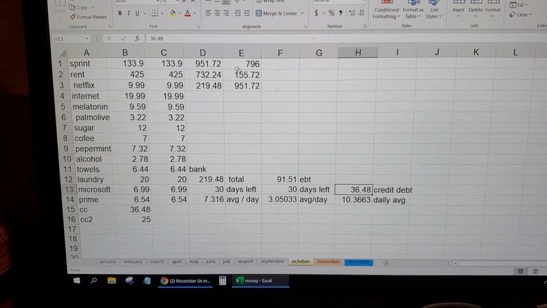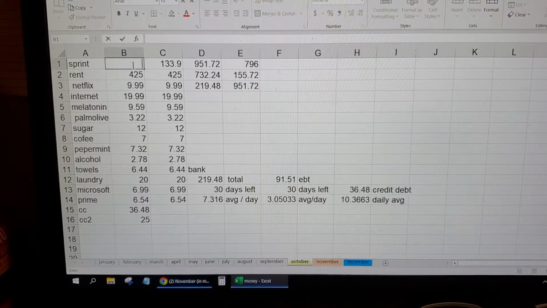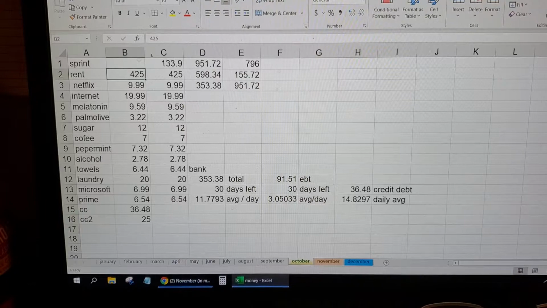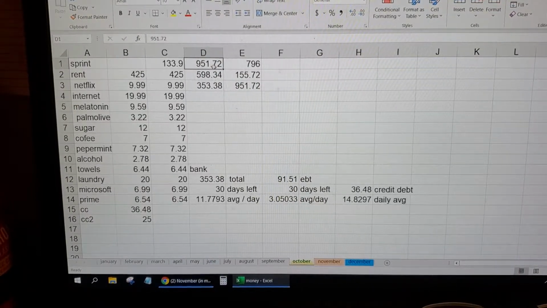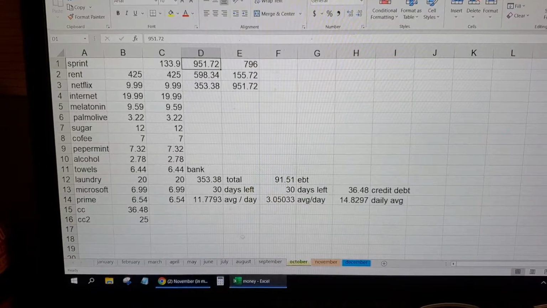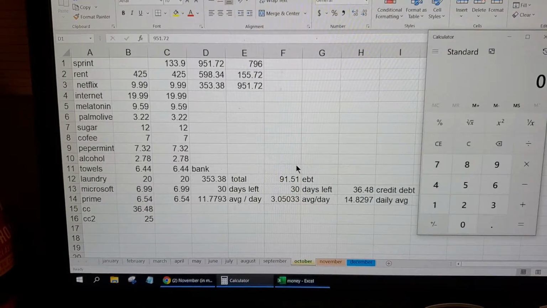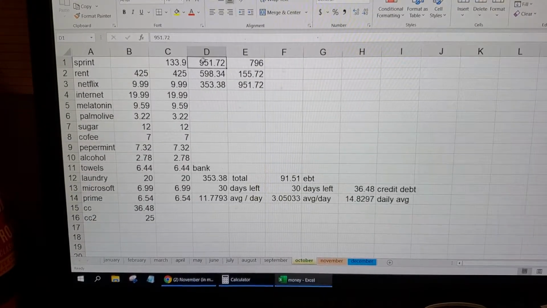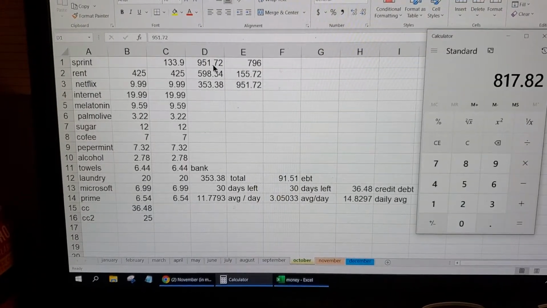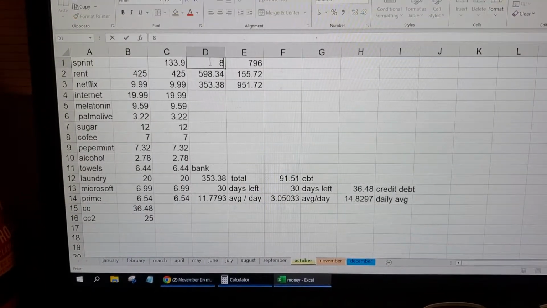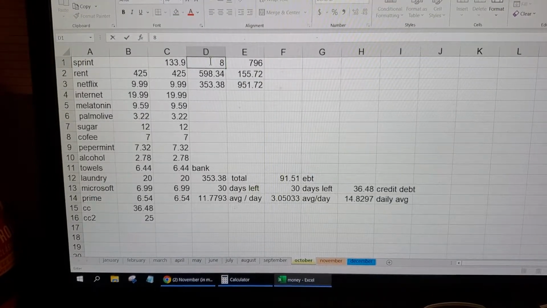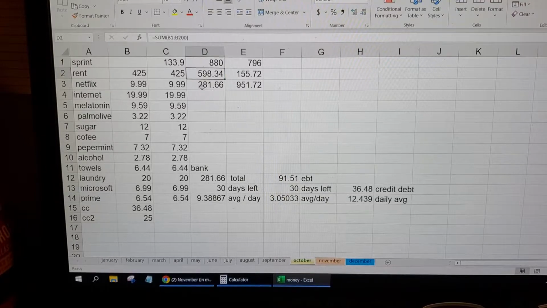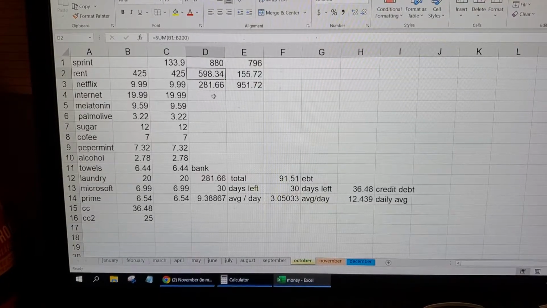And then as the days go on, you just remove the whatever. And then you put however much is in the bank. We'll say, let's see, $951.72 minus $133.90 is $817. So you would put $880. And then you'll notice that everything around changes.